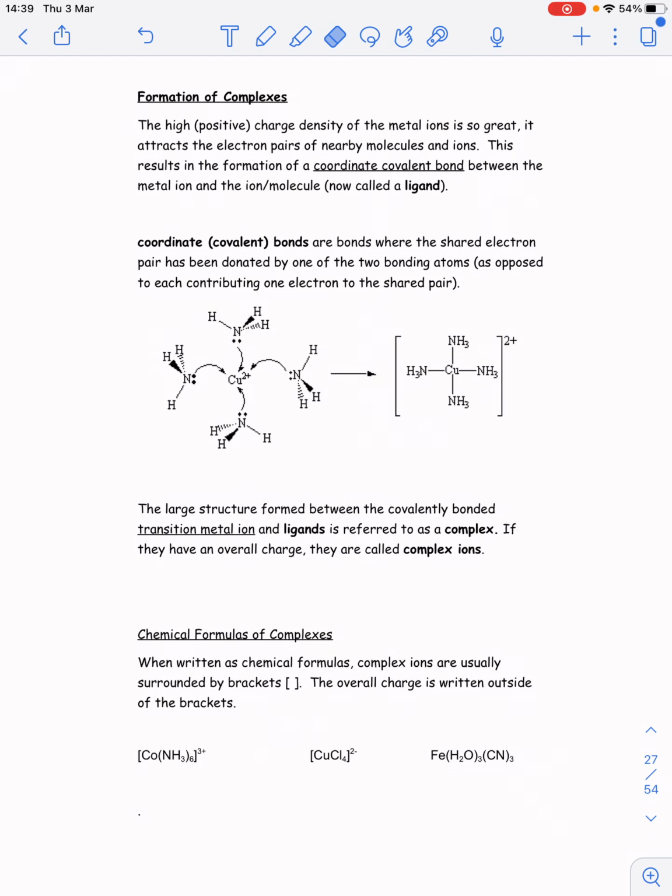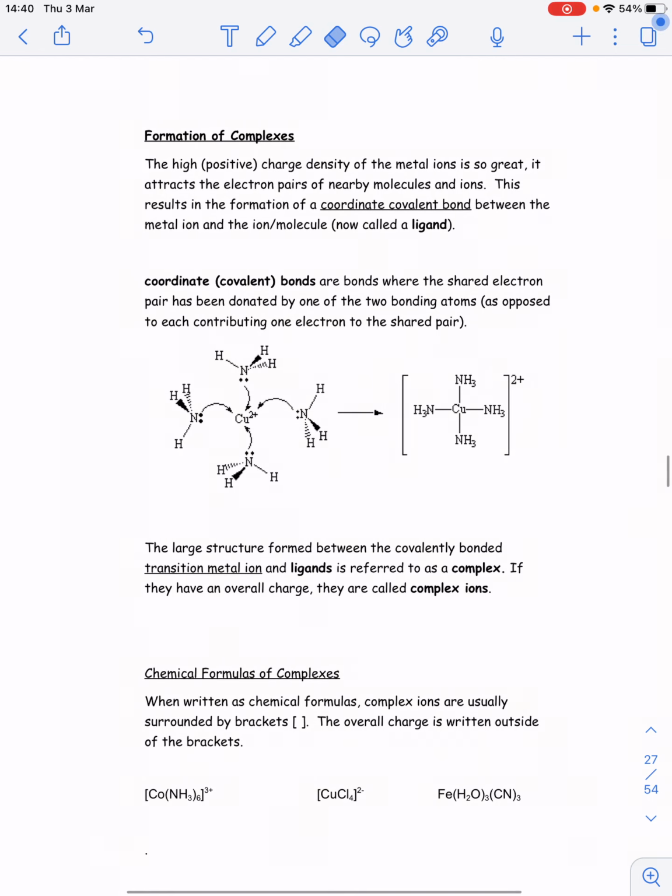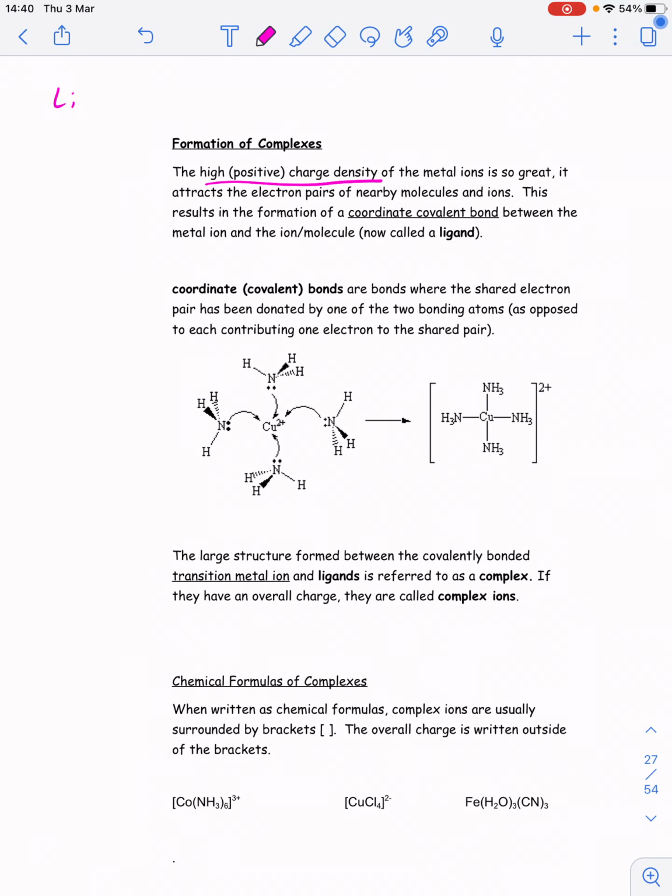It comes from the idea that the transition metal ions have a relatively high positive charge density. As opposed to something like the alkali metals, where you've got a lithium plus or a sodium 1 plus, the transition metals typically form charges of 2 plus or higher. So things like copper 2 plus and Fe3 plus, for example. So transition metal ions have relatively high positive charge densities.